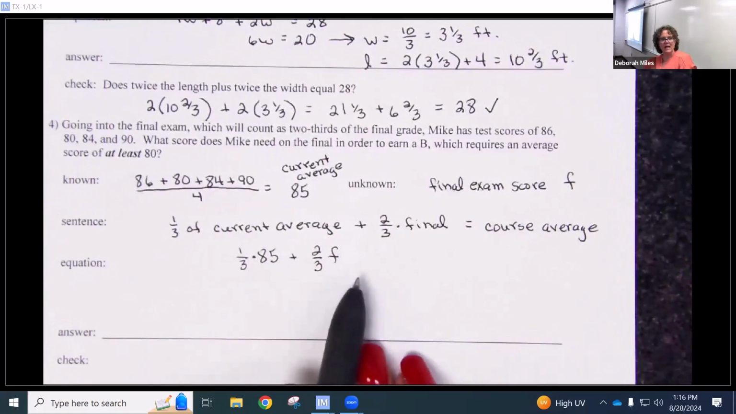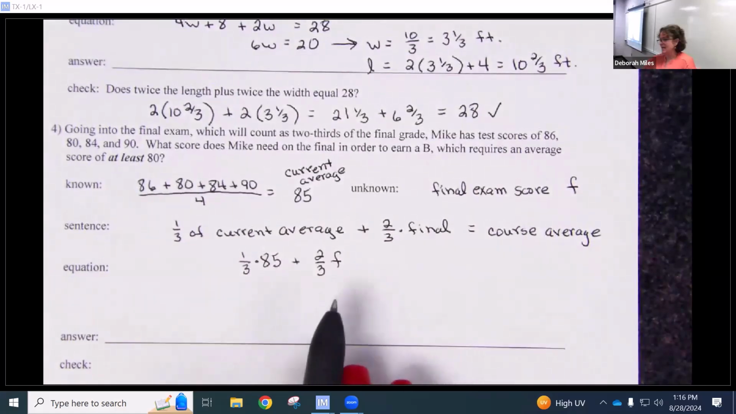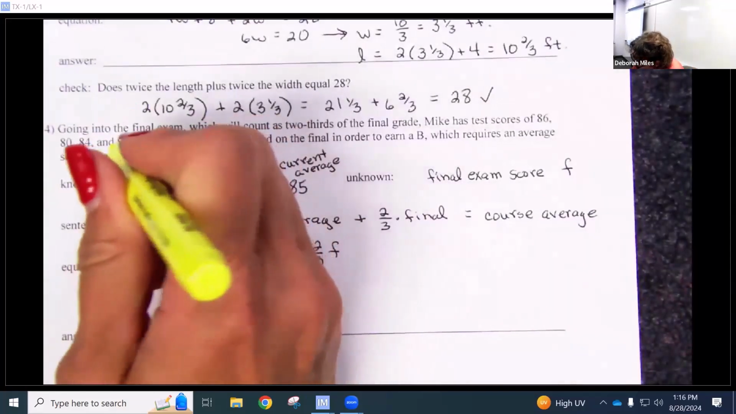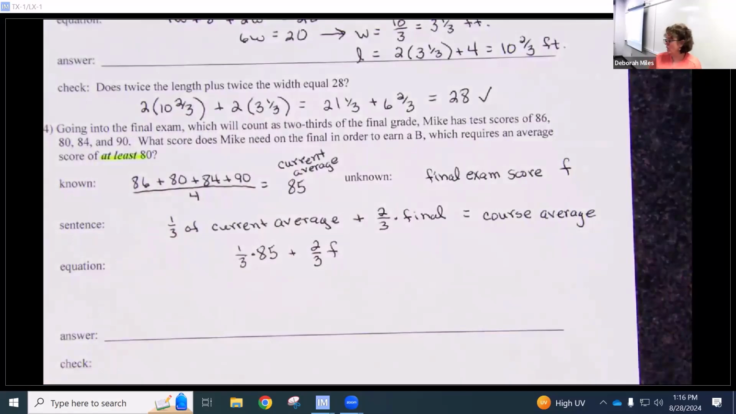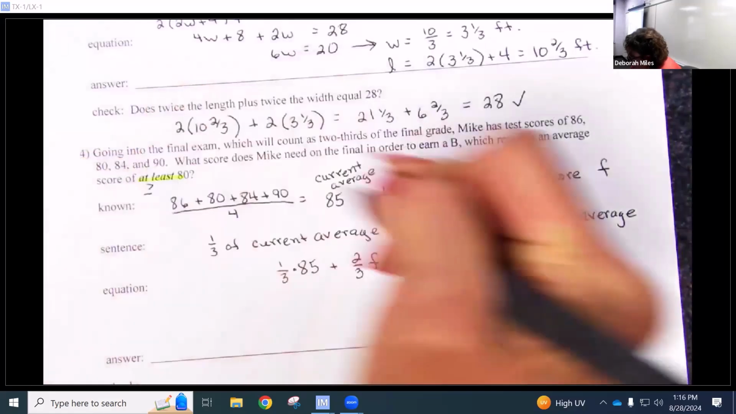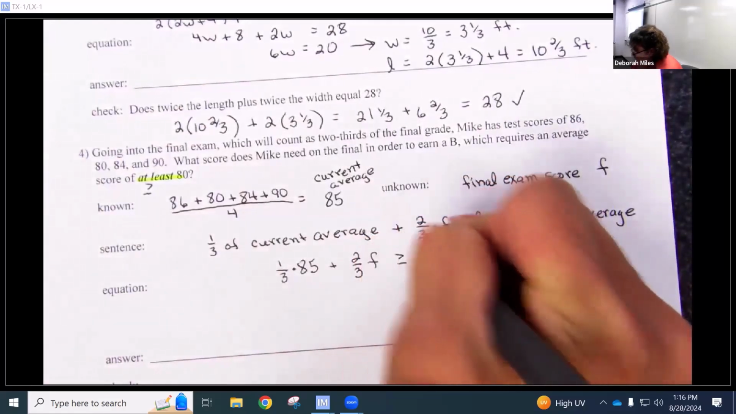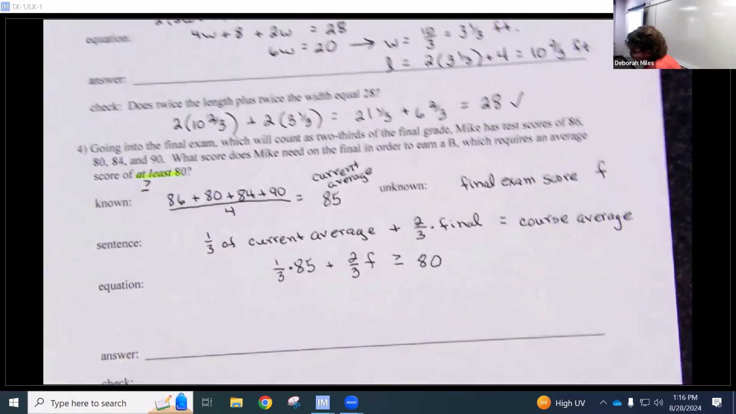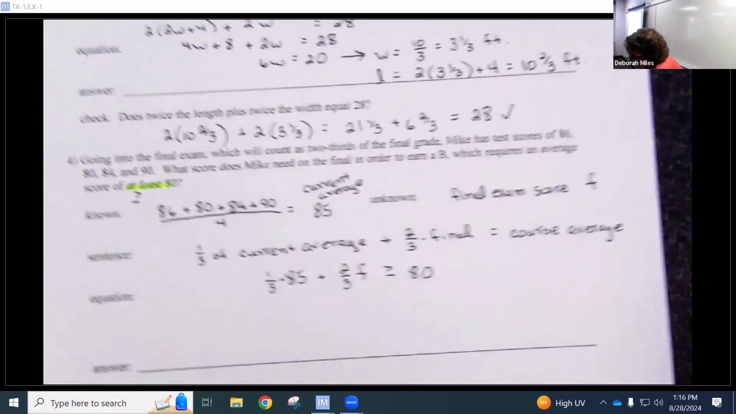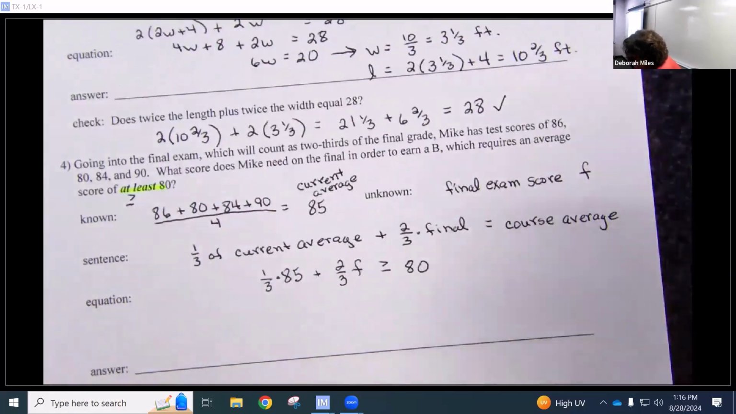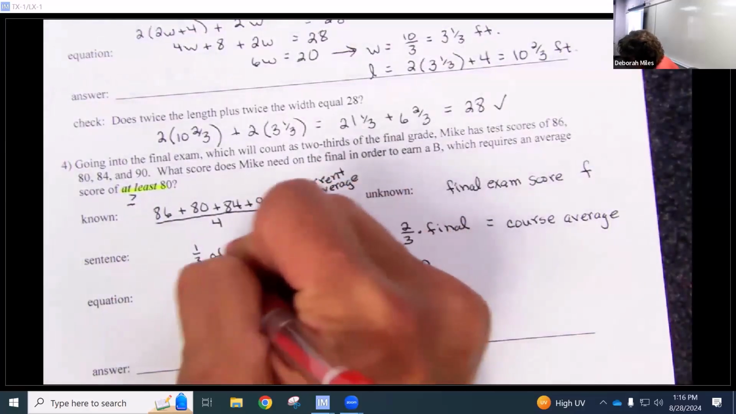He's trying to get a B in the class and he has to have at least an 80. That at least tells me I'm not solving an equation here, I'm solving an inequality. He wants to make at least 80, that means greater than or equal to 80. To solve it, the easiest thing to do would be clear out the fractions. Common denominator's 3. I'd multiply all 3 terms by 3.